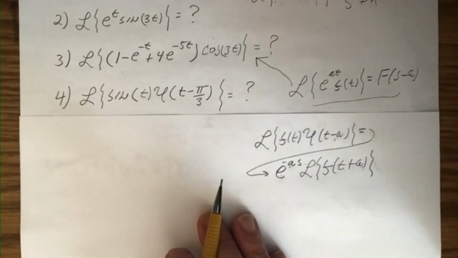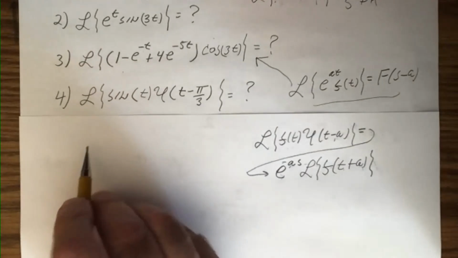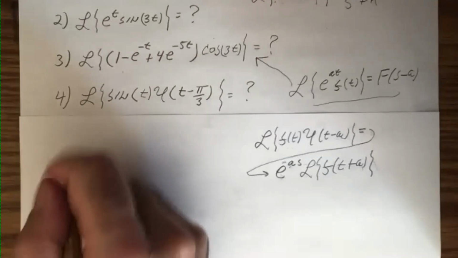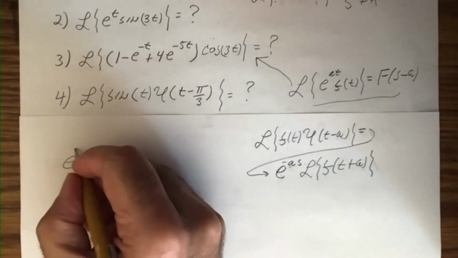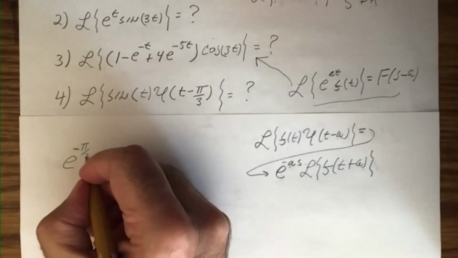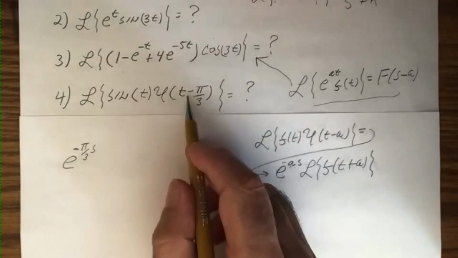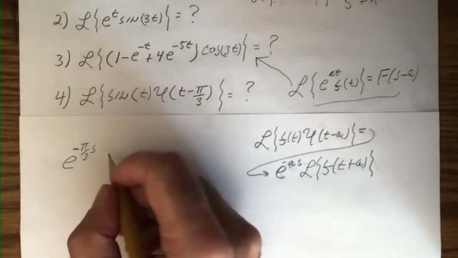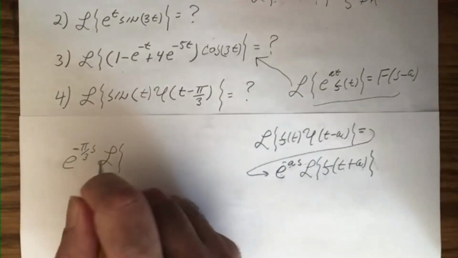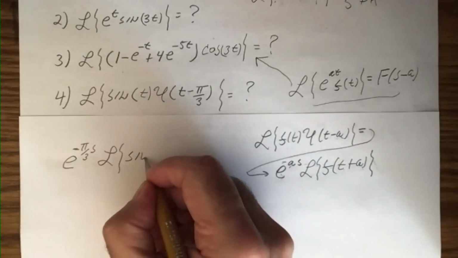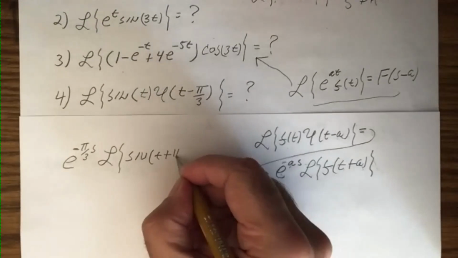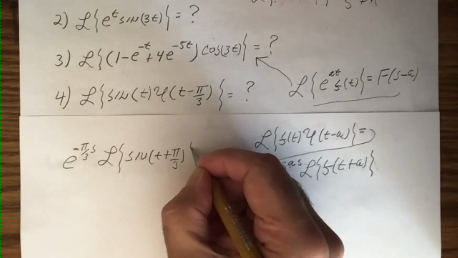First of all, I can just use this formula here. So I'm going to get e to the minus pi over 3 s, because I have the minus pi over 3 here. Then I get the Laplace transform of sine of t plus pi over 3.